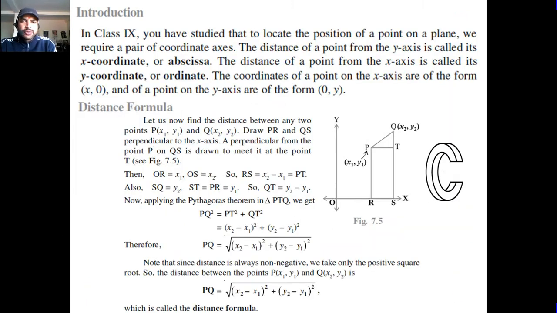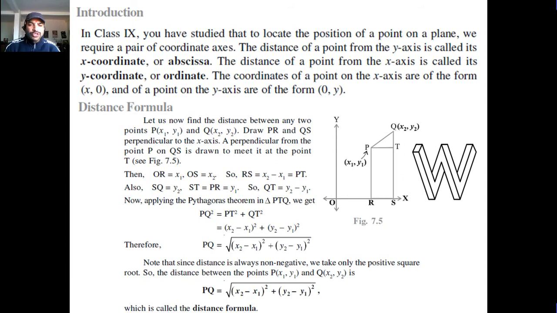चलिए स्टूडेंट्स, स्टार्ट करते हैं आज की क्लास। Introduction. In class 9 you have studied that to locate the position of a point on a plane we require a pair of coordinate axes. The distance of a point from the y-axis is called its x-coordinate or abscissa, and the distance of a point from the x-axis is called its y-coordinate or ordinate. The coordinates of a point on the x-axis are of the form (x, 0) and of a point on the y-axis are of the form (0, y).